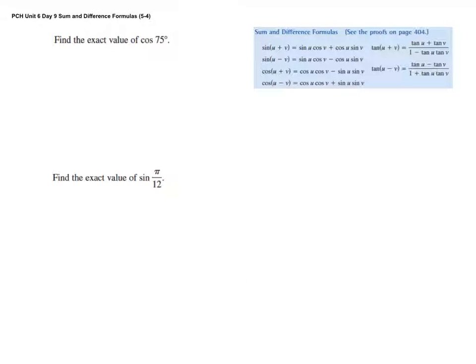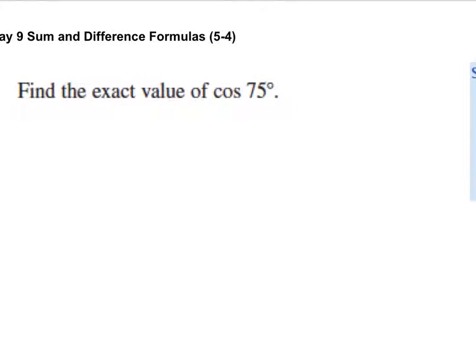Now let's try one that's not on the unit circle. Find the exact value of cosine of 75, whether you like it or not. Now, this is a case here, guys, where the degrees are a lot easier to work with. Because if you're supposed to find the exact value, that means you're not using your calculator and getting some decimal that you're rounding. Exact means exact, so it's in terms of radicals.